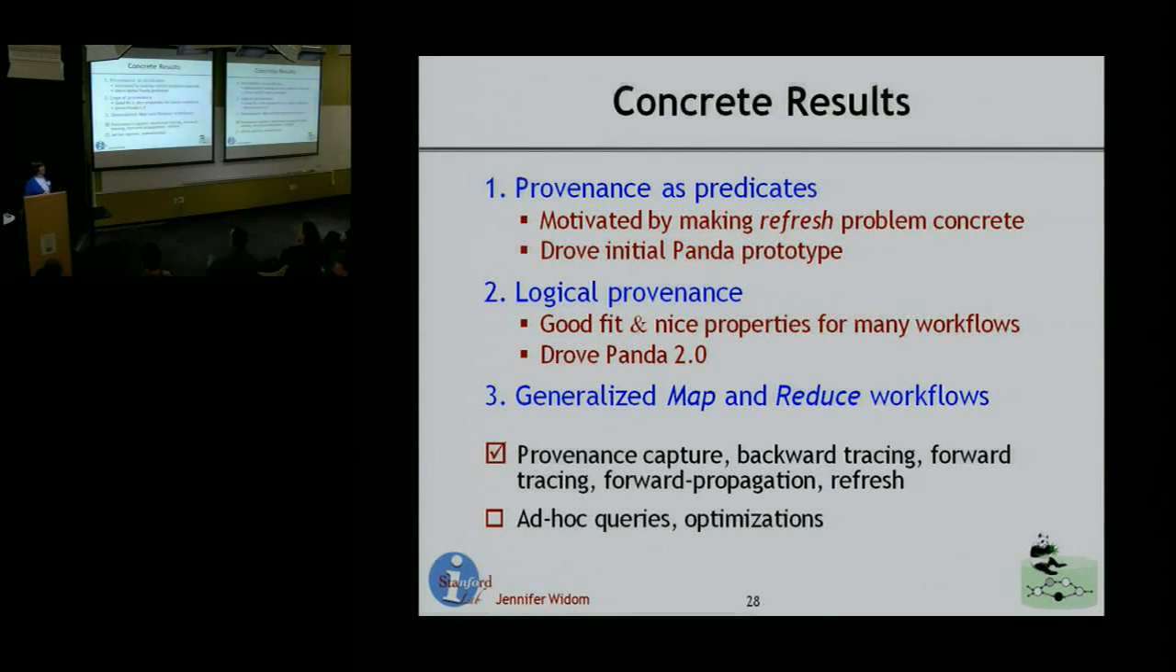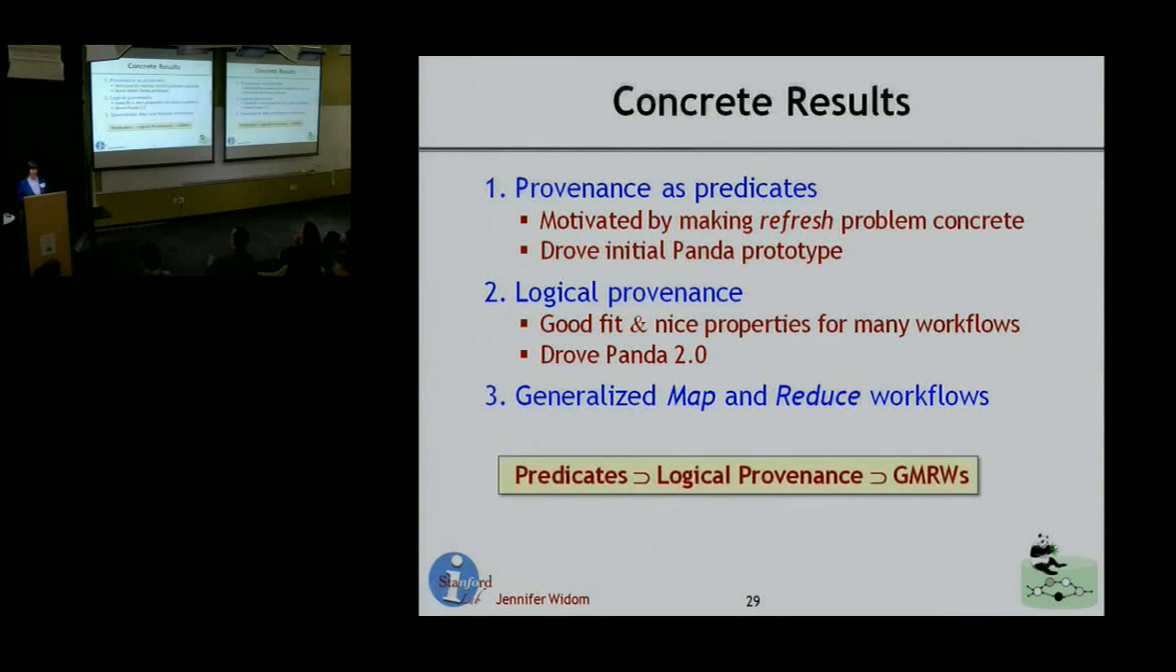In all cases, we focused on defining the logical foundations, and we focused on the operations of tracing, backward tracing, forward tracing, and so on, and did not work on the ad hoc queries and optimizations. Okay. I will say that what I'm going to talk about goes from most general to least general. Remember I said that when we know very specific things, we can capture fine-grained provenance, and you'll see that. So the predicates are the most expressive provenance language I'm going to talk about. Logical provenance is a little less expressive, and then these generalized map and reduce workflows are the least expressive, but then we can do the most.